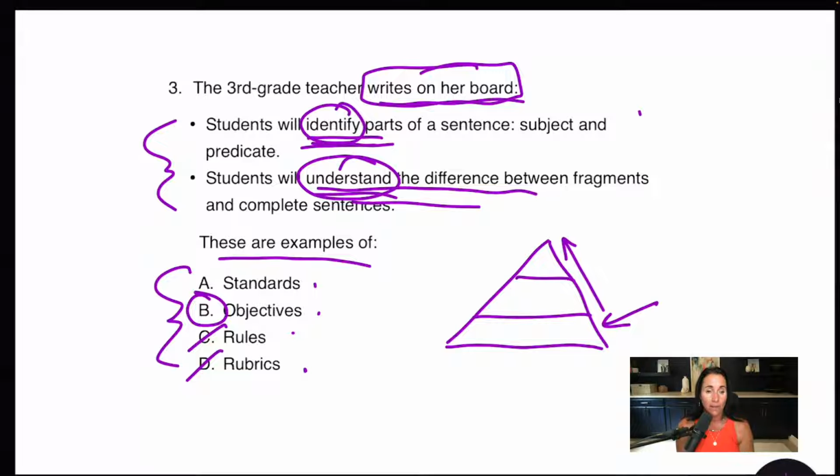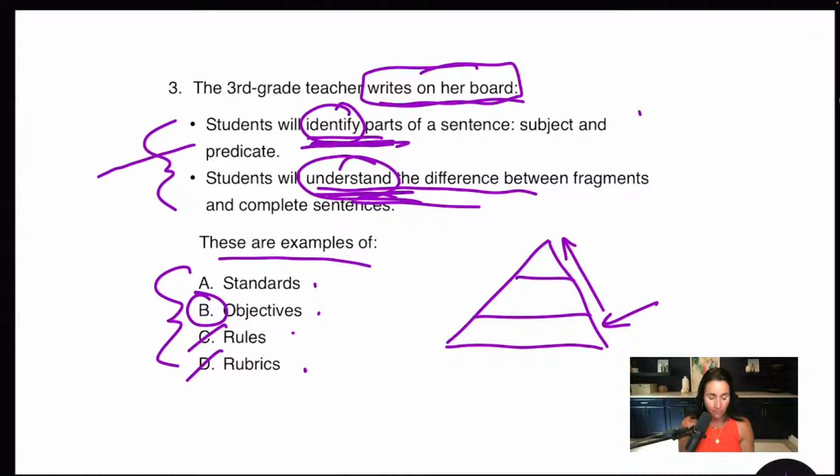These are not rubrics. Rubrics are a way to convey expectations when students do a project or a writing assignment. That's what's not happening here. You may be tempted to choose A, but in this case, we're talking about the skills students need at the end of a lesson. And so objectives is going to be a better answer here.